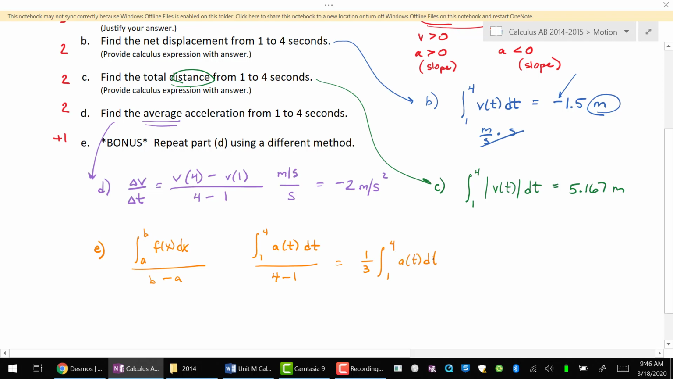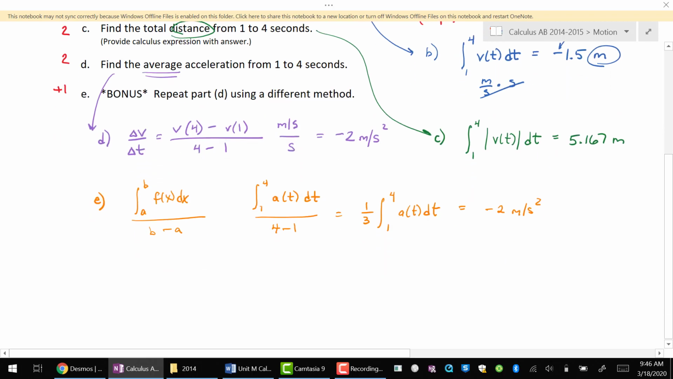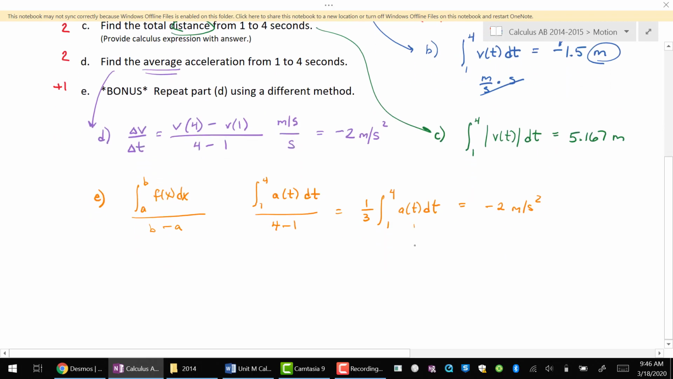So there's another way to compute the average acceleration. Type this in on the calculator, and you'll end up with a value, again, of -2 meters per second squared. Remember that acceleration is the derivative of velocity, so what goes here would be the function 2t minus 7, or in other words, the derivative of our given function for velocity.